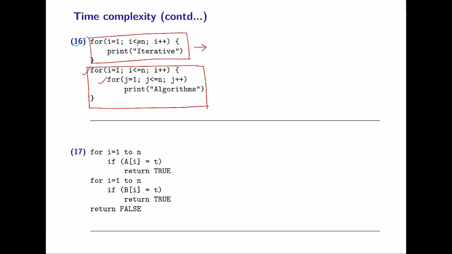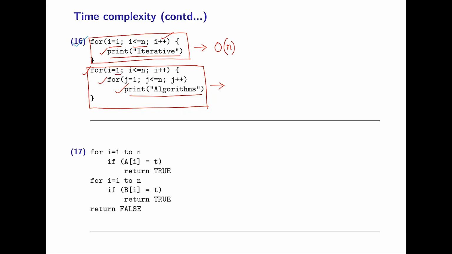Here we can clearly see that i equals 1 to n, and the increment is linear. So how many times will the statement inside the loop execute? It is going to execute Big O of n times, because it runs from i equal to 1 to n. Now, how many times will the statement inside the innermost loop, print algorithm, execute? For that we need to analyze this innermost loop.